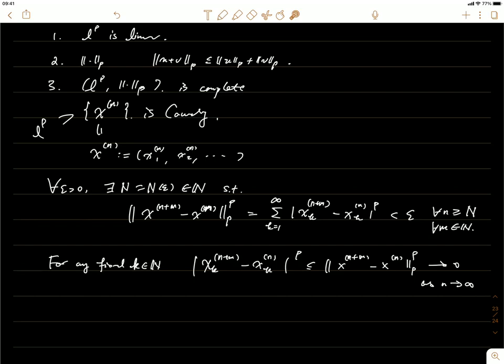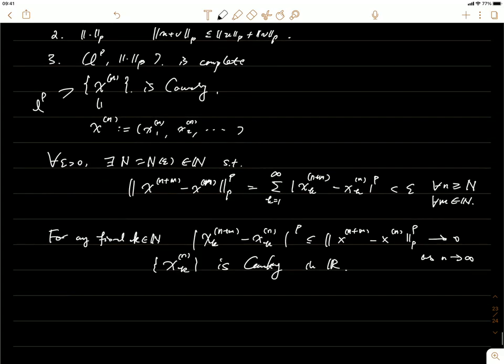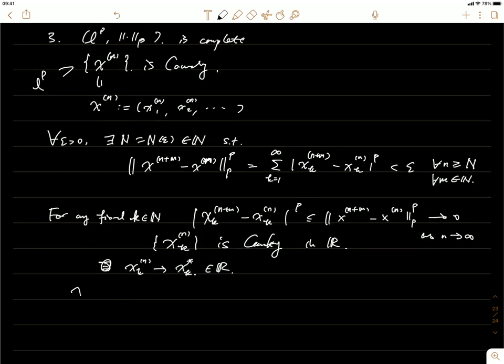You can choose epsilon to be the p-th power of epsilon, and take the p-th root on both sides. Eventually you can show that for every fixed k, this is a Cauchy sequence in R. And Cauchy means that it's convergent. So I know that x^n_k converges to some x star k for each fixed k, which is just a real number. Now I define x star to be (x star 1, x star 2, and so on and so forth).